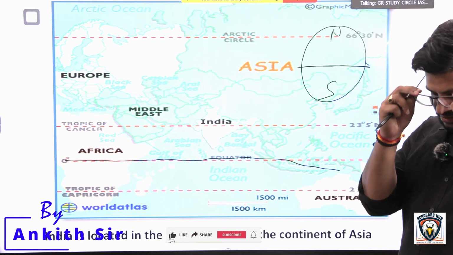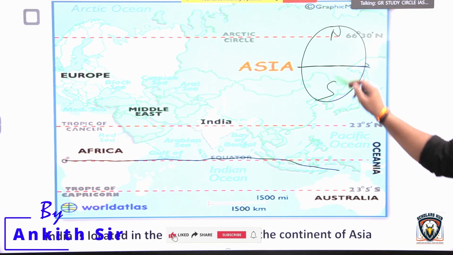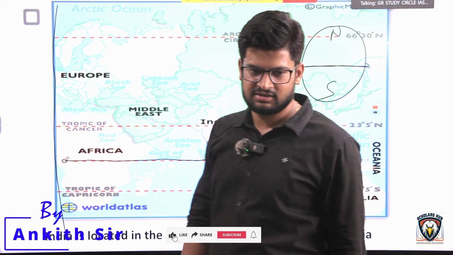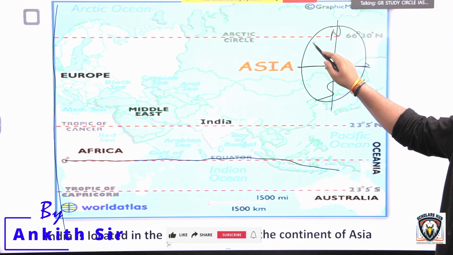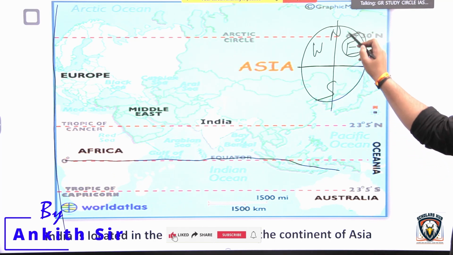So India is completely in the northern hemisphere. It is close to the equator, but completely in the northern hemisphere. Talking about longitude, the 0 degree longitude passes through Greenwich in London. It divides the earth into two hemispheres, western and eastern. Longitude wise we are in the eastern hemisphere, latitude wise we are in the northern hemisphere.